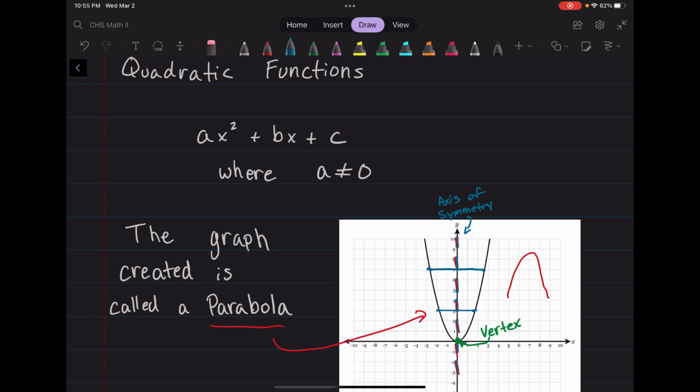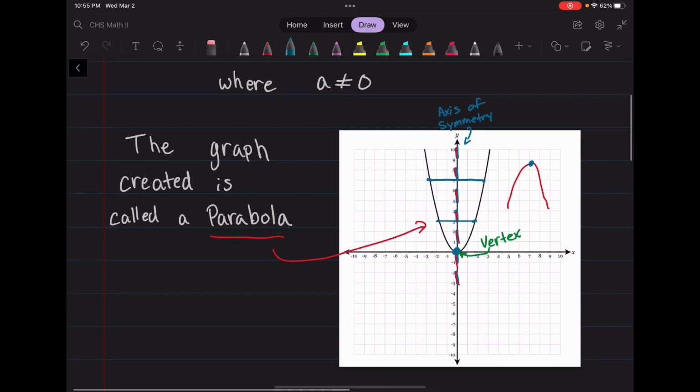And the last thing I want to really highlight is our vertex. That vertex is going to be the point at which our parabola changes directions. It's going to be either the bottom point or the very top point.